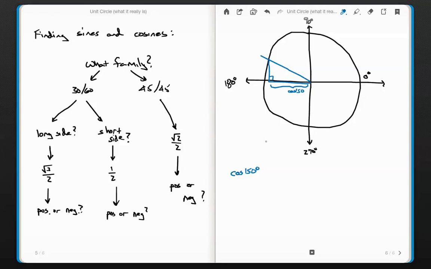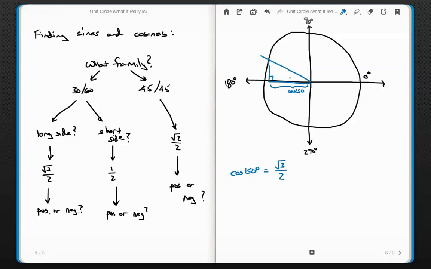Well, what family is it in? It's 30 degrees here. It's 60 degrees here. Well, it's divisible. 150 is divisible by 30. So it's definitely this family. Is it the long side or the short side? What do you think? I'm looking for the cosine. Cosine is the x value. X value goes along this way. That's the long side. So it's got to be root 3 by 2. So this equals root 3 by 2.